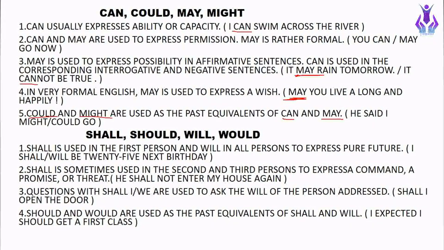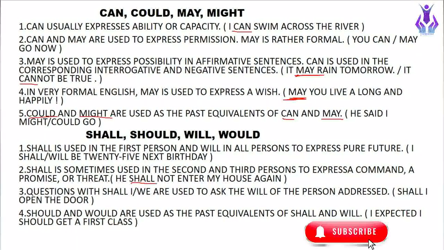So the next one is shall is sometimes used in the second and third person to express a command, promise, or threat. So shall is also used with second person, and it is used to express any command, certain promises, or when we are going to threaten someone. So there we use shall with them. For example, we say that he shall not enter my house again. So here we are commanding and we use shall with them.